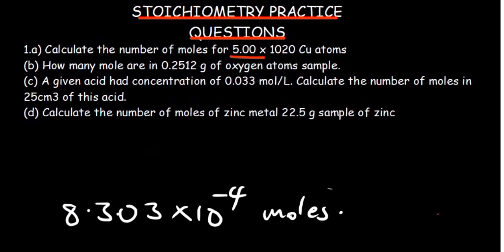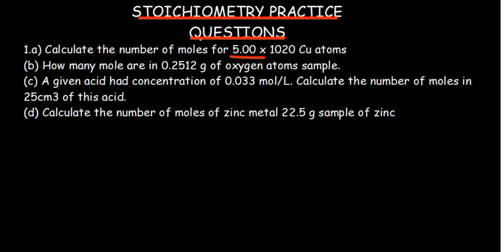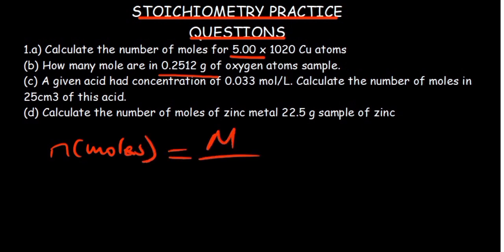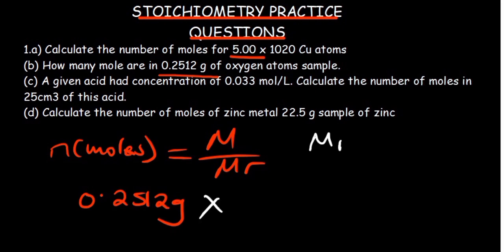Going back to our second question, how many moles are in that mass of oxygen atom sample? We've been given the mass. We know that the number of moles is given as mass divided by the molar mass. We can also use dimensional analysis to present that. We have a mass of 0.2512 grams, and we want to determine our moles. The units of molar mass are grams per mole, so since we want to find the mole, we need to make it the reciprocal so that we multiply by mole over gram.